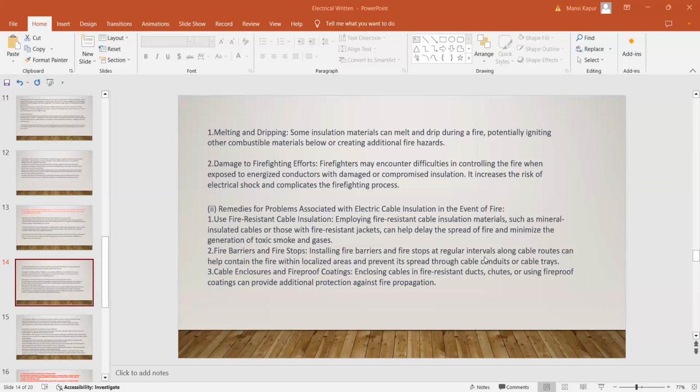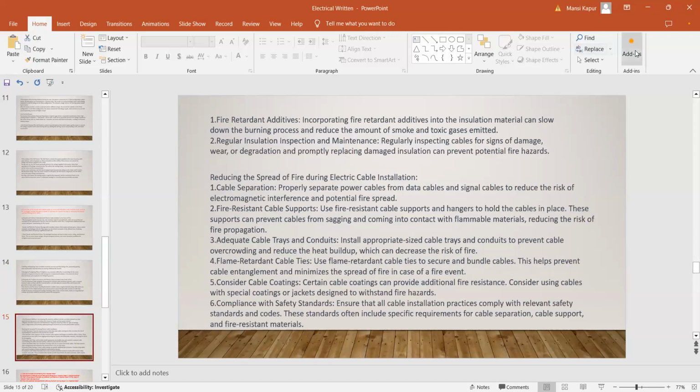Installing the fire barrier, fire stop at regular intervals along the cable routes can help to contain the fire within the localized area and prevent its spread through the cable conduit or cable tray. Cable enclosure and fireproof coating, enclosing cable in fire resistant ducts, or you can make special ducts. Obviously, this will not be cost effective. That's why we are not using these ducts and all on board the ship. Fire resistant additive, incorporating fire resistant additive into the insulation material. So obviously this is also a part of improving the insulation.